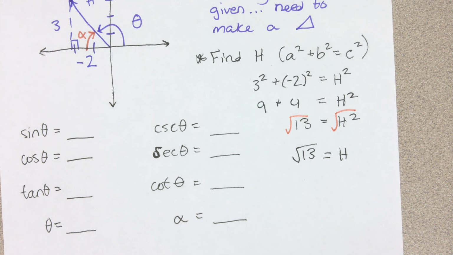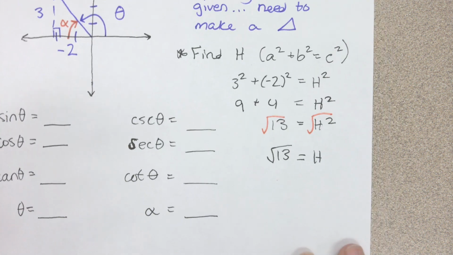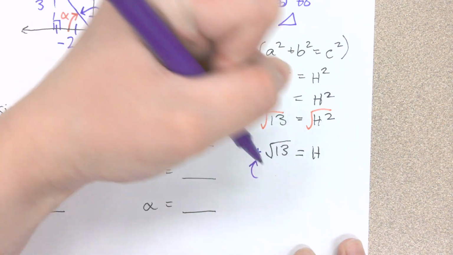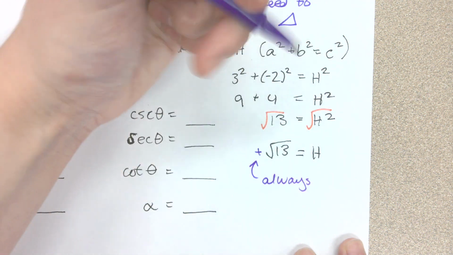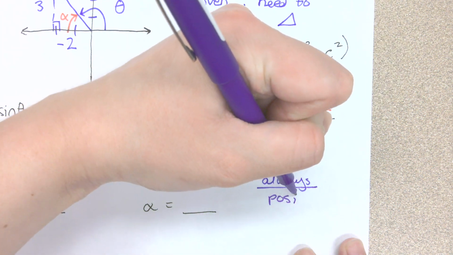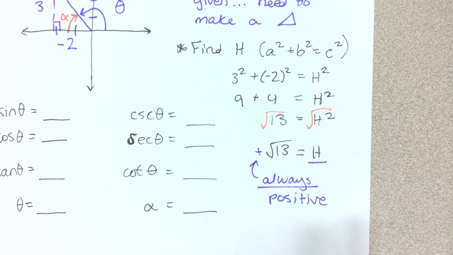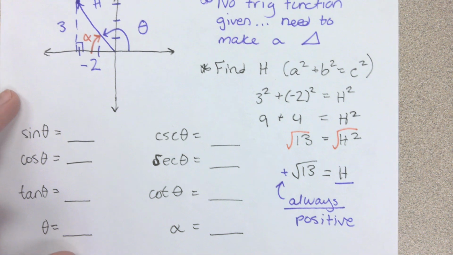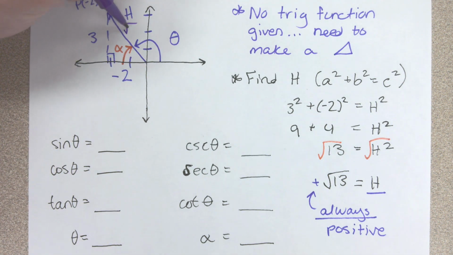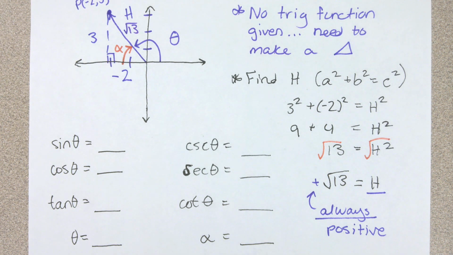I intentionally left off the plus or minus. Why did I do that this time? Exactly. So there's no need for the plus or minus here. It has to be a positive. H is always positive. So no question, it's just the square root of 13. So now we know the H, square root of 13. We can fill in all 6 trig functions.